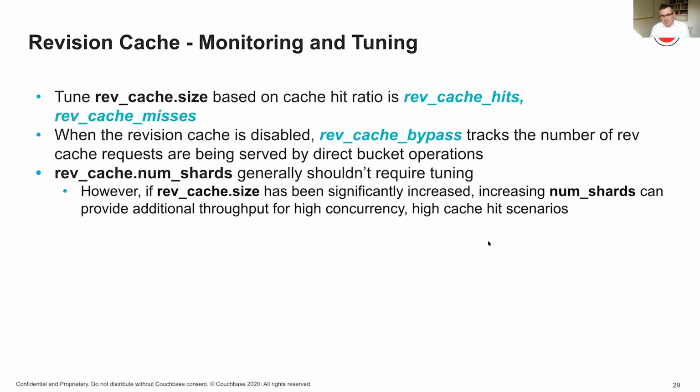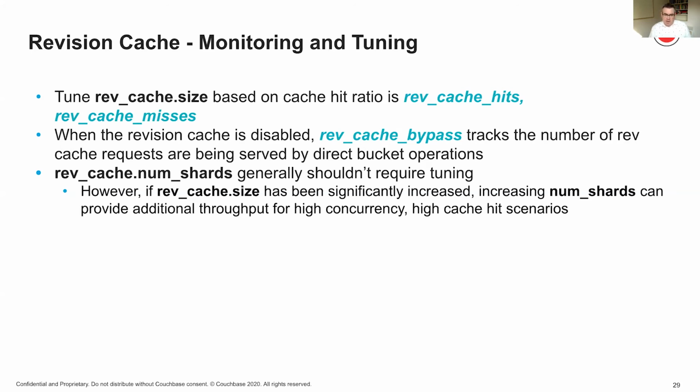So yeah, based on that, we have monitoring that'll let you identify what your cache hit ratio actually is. Rev cache hits and rev cache misses can be used to identify your cache hit ratio. As with the channel cache, if your cache hit ratio is decent but lower than you'd like it to be, then increasing the cache size is an option based on the memory you have available. As I mentioned, if your cache hit ratio is very low, that's an opportunity to disable the rev cache.